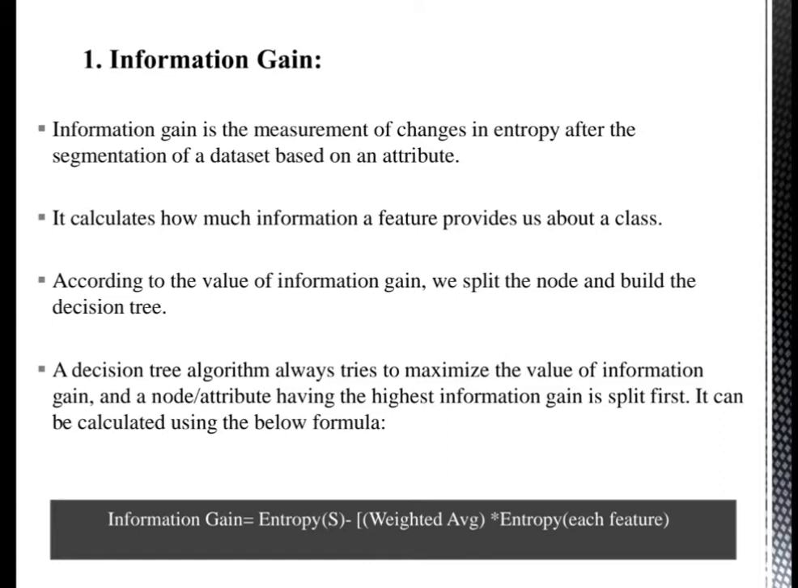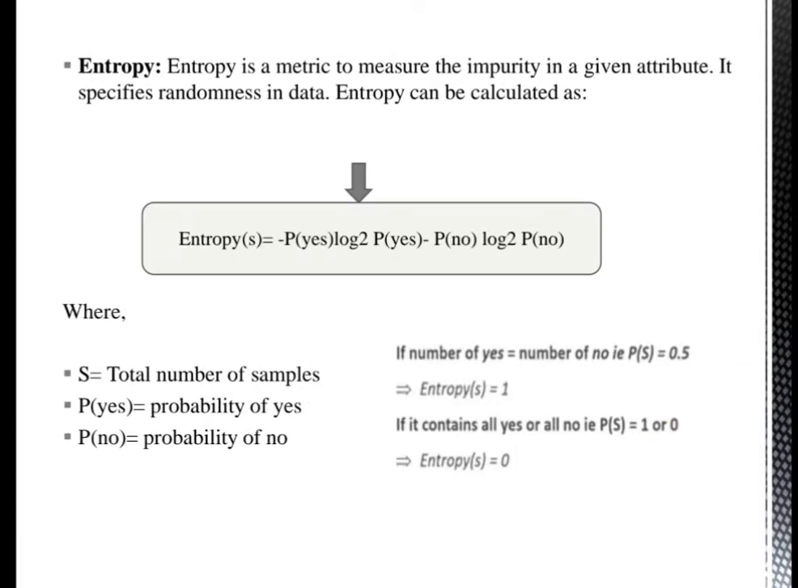If we are constructing a decision tree using information gain, we have to take the best attribute, which is the one having the highest information gain. Entropy is a metric to measure the impurity in a given attribute. It specifies randomness in data.